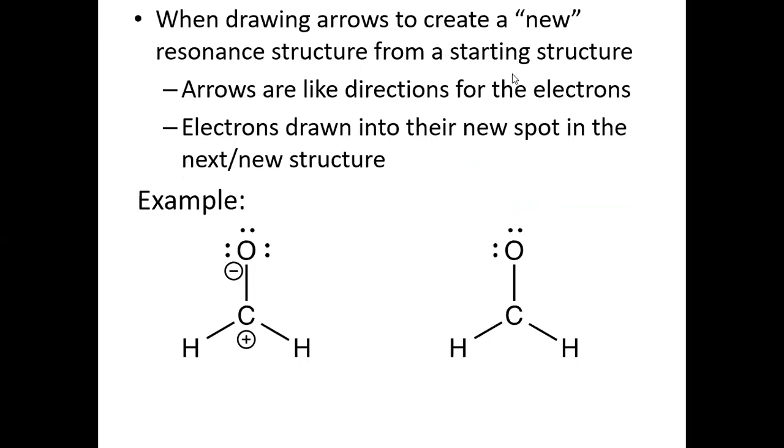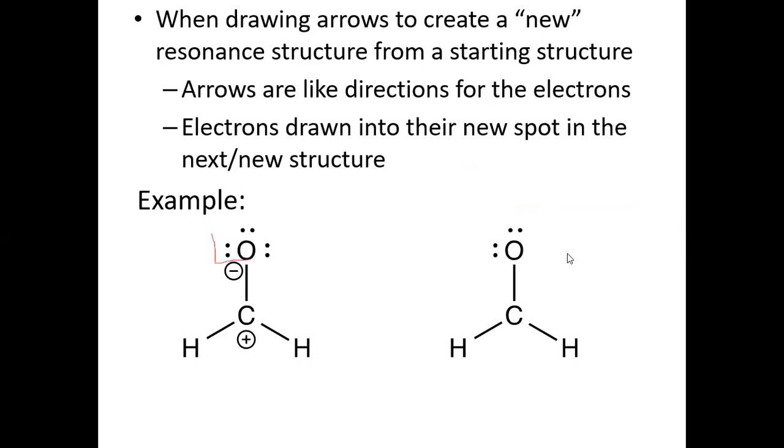Next up, here we have this one. So when drawing arrows to create a new resonance structure from a starting structure, arrows are like directions for the electrons. Electrons are drawn into their new spot in the next new structure. So they are showing what is happening.